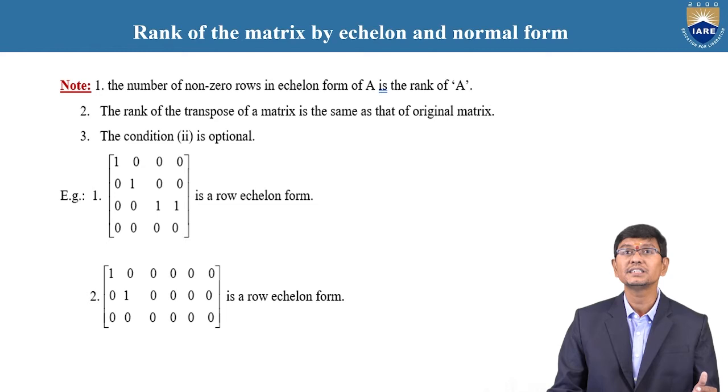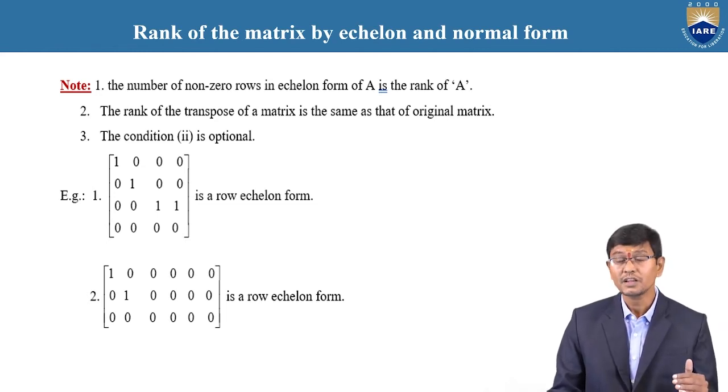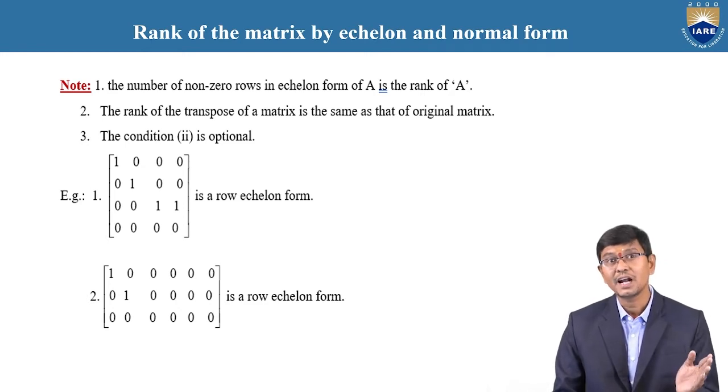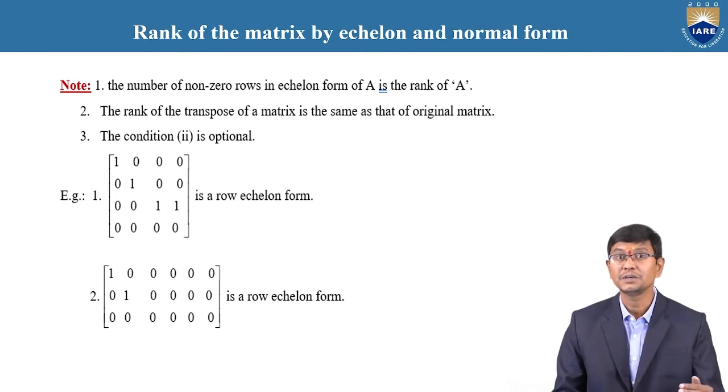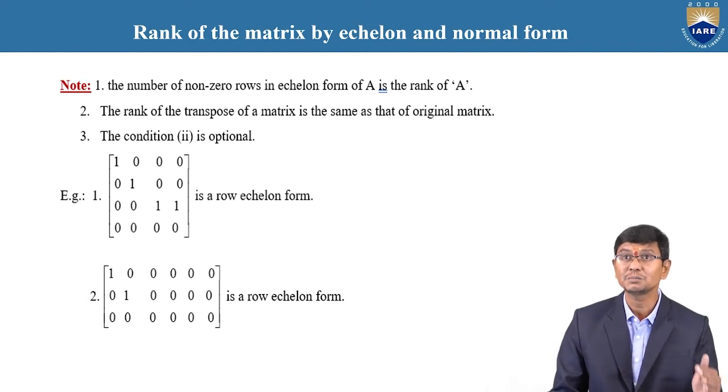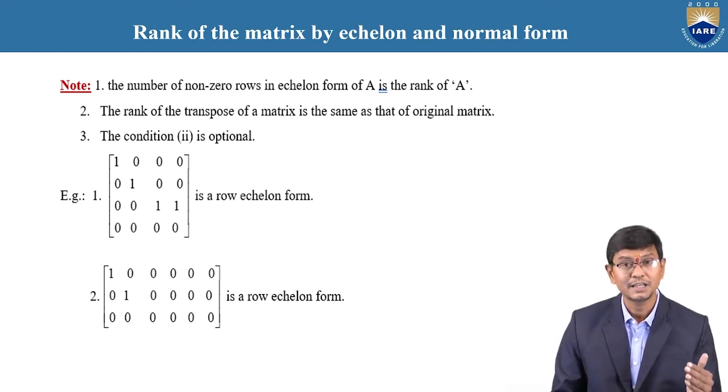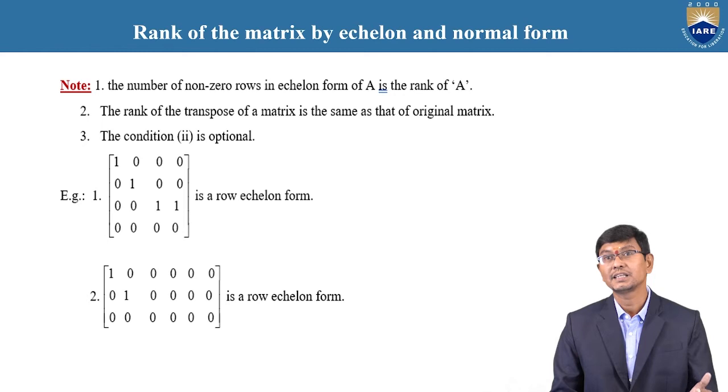Note these conditions: the number of non-zero rows in the echelon form of a matrix is equal to the rank of the matrix. Second, the rank of the transpose of a matrix is the same as the rank of the original matrix. That means when the given matrix is A, you find its transpose, and after applying the transpose, you calculate the echelon form or rank of the matrix. There is no change. That is the meaning: the rank of the transpose of a matrix is always the same as that of the given matrix.